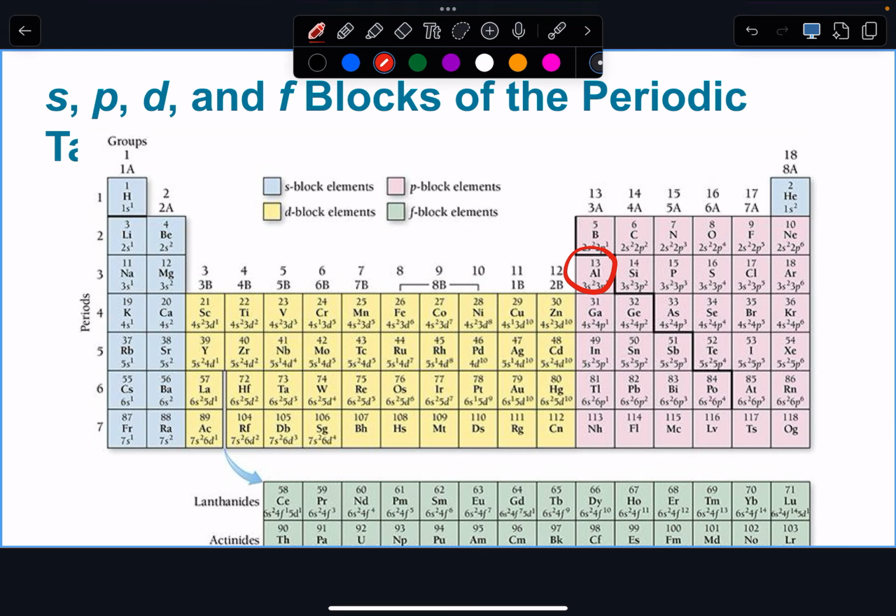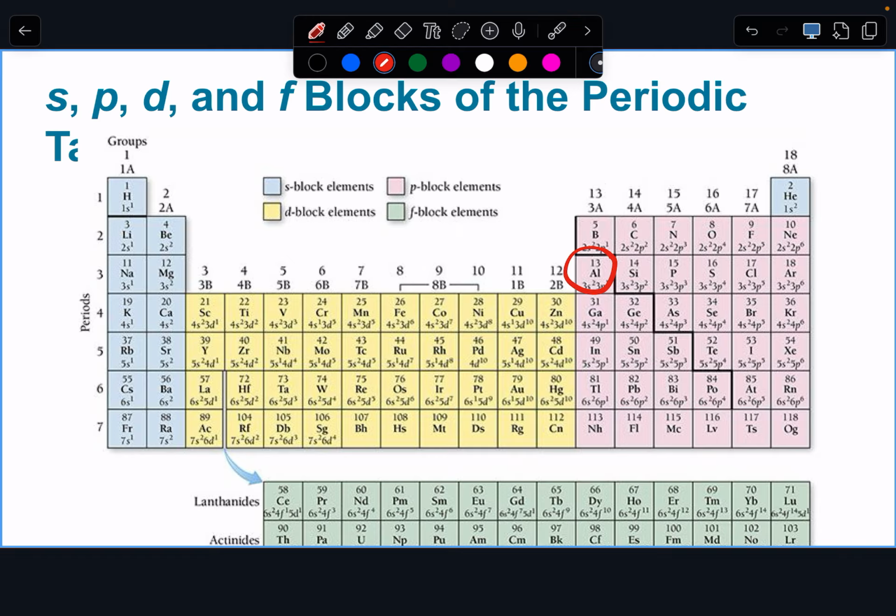Let's start with aluminum. Okay, it's a little bit further on, but not too far. So when I look at aluminum, if I were to do it on an orbital diagram, it has 13 electrons. All I would do is start at the bottom, because the Aufbau principle tells us to start with the lowest energy, and I would fill in 13. So 1, 2, 3, 4, 5, 6, 7, 8, 9, 10, 11, 12, 13. So that would be aluminum, okay?